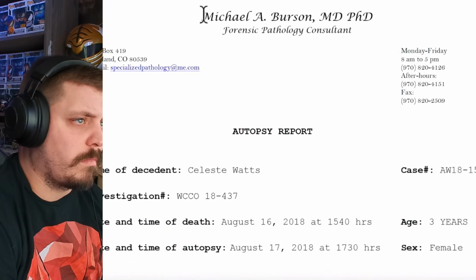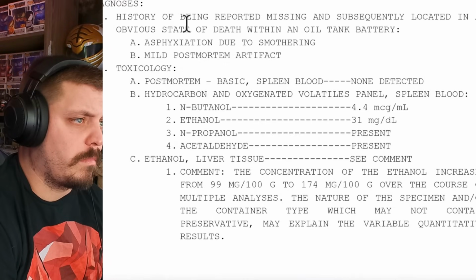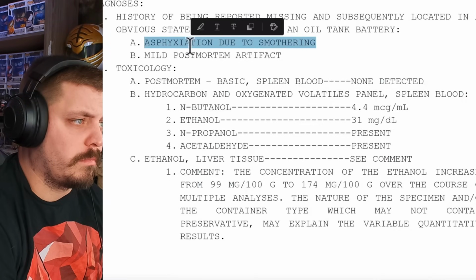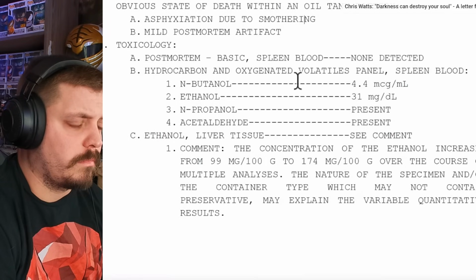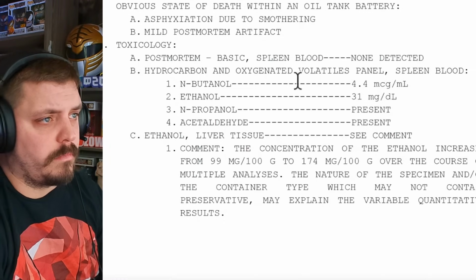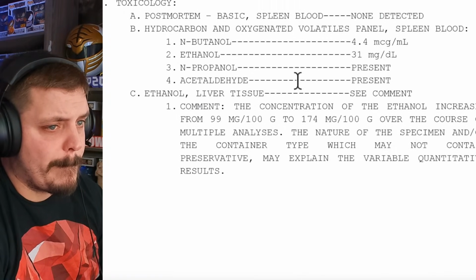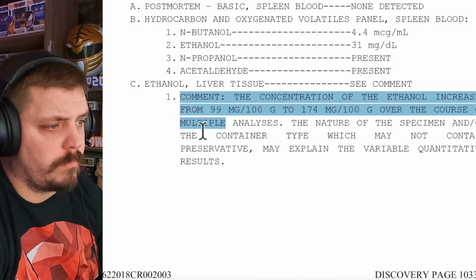All the autopsies, Shanann, Bella and Cece, were done by Michael A. Burson, forensic pathology consultant, who is both an MD and a PhD. So the diagnosis: history of being reported missing and subsequently located in an obvious state of death within an oil battery. And the diagnosis is asphyxiation due to smothering. And again, there's mild postmortem artifact, which means that there are possibly some findings that could confuse a diagnosis. Those things are noted, but it's not relevant to how she died.